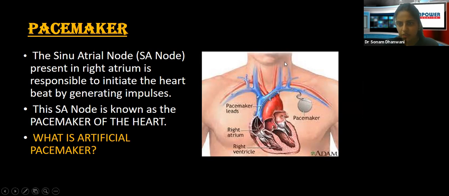What you see here in the diagram is an artificial pacemaker which is placed in the person's heart. It needs a proper surgery, in which the doctors externally place a pacemaker in the body of the patient. All right, got it? What is an artificial pacemaker? Just keep this in mind. What you need to know importantly is the natural pacemaker is the SA node present in the right atrium.